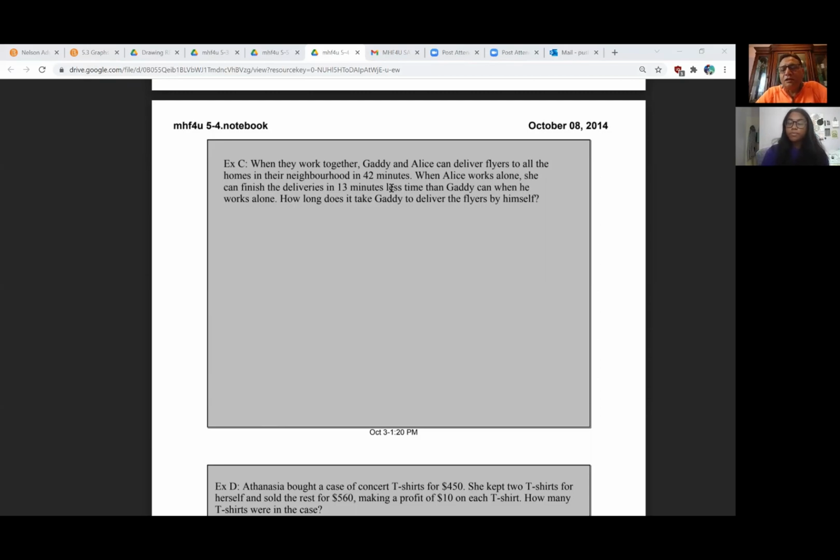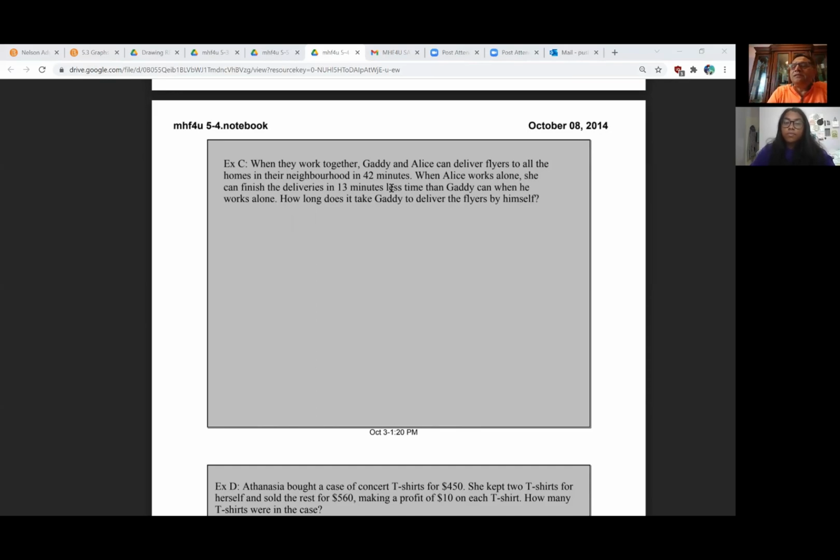How long does it take Gaddy to deliver the flyers by himself? Now this becomes a rational function, mainly because the variable here is how fast a person is working, correct? So if you work fast, you will do it in a lesser amount of time. You get the idea? Because you're dividing by a bigger number, you get a smaller time.